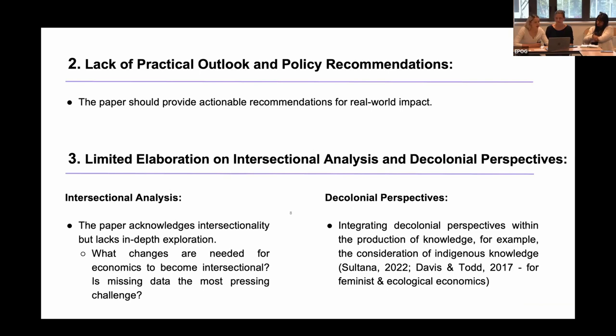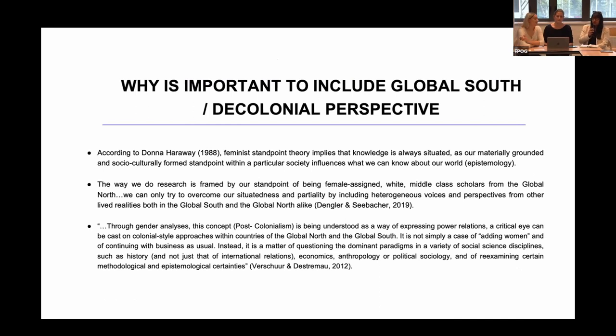The paper does acknowledge intersectionality and its importance within an analysis, but we felt like it could have gone into more in-depth or concrete examples. Also, what is important to include is the Global South and the colonial perspective. According to the paper, it was based on feminism, Black feminism, and feminism and science, and they also highlighted that intersectionality is important for gender, which is a really good point.